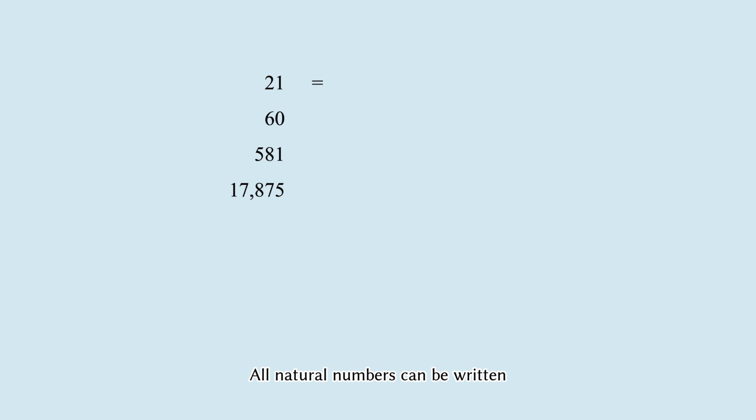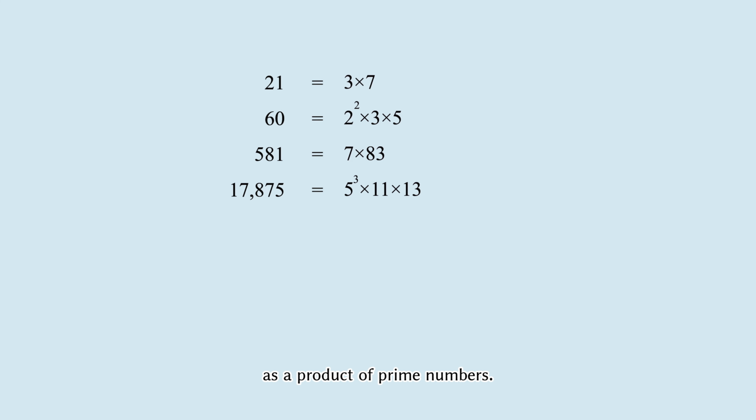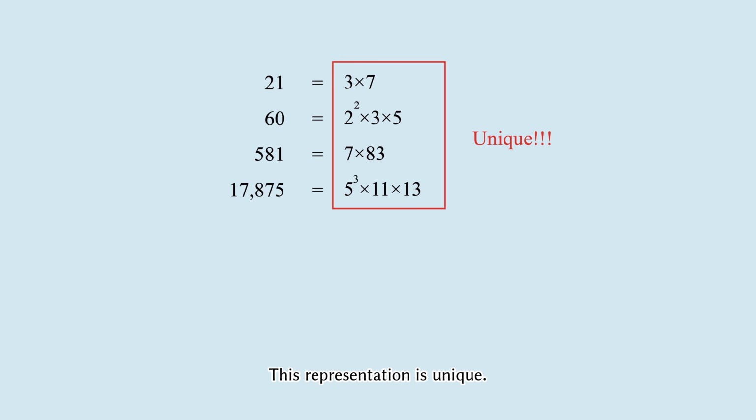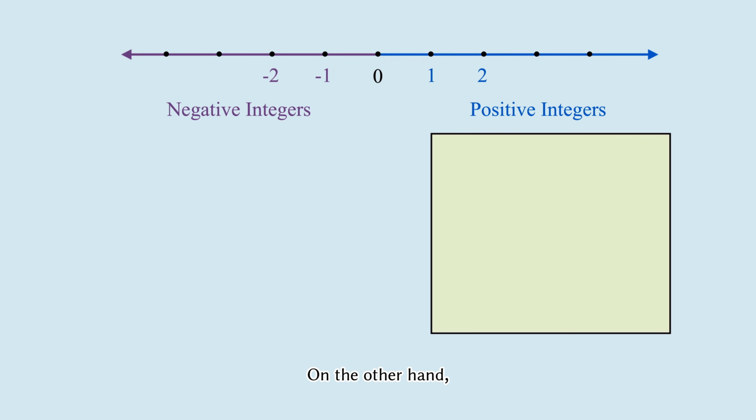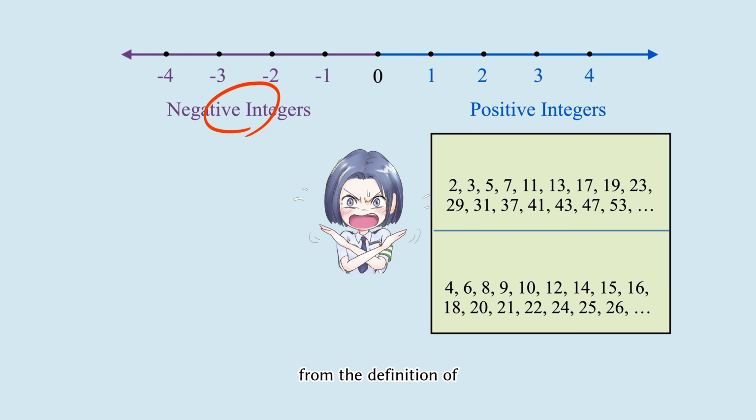All natural numbers can be written as a product of prime numbers. This representation is unique. It's known as the Fundamental Theorem of Arithmetic. On the other hand, negative integers are normally excluded from the definition of primes and composites.